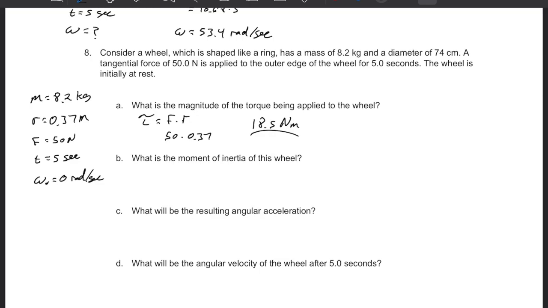What is the moment of inertia of this wheel? We said that, yeah, they're calling it a wheel here, but a wheel is like a ring, and they told us that it was a ring. I equals mr squared. Mass is 8.2. R is 0.37, that's the radius in meters. So 8.2 times 0.37 squared. We put that into our calculator, and we should get about 1.12 kilograms meters squared.